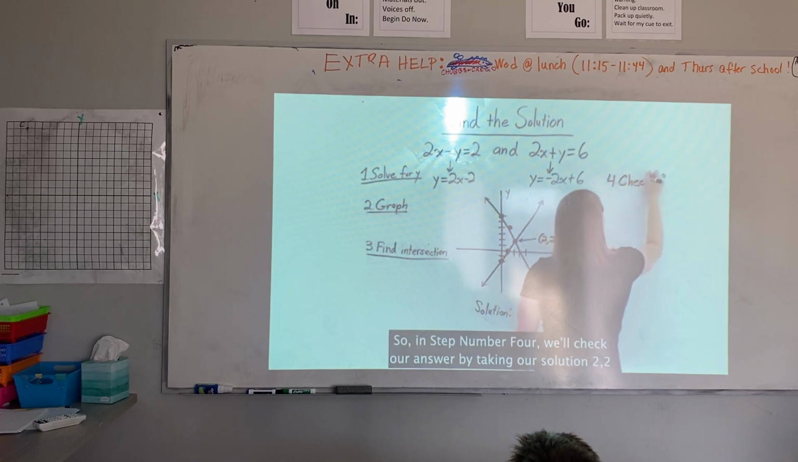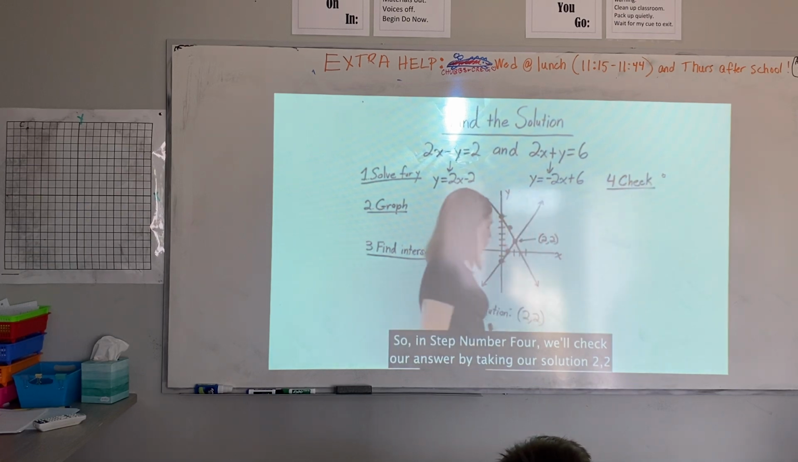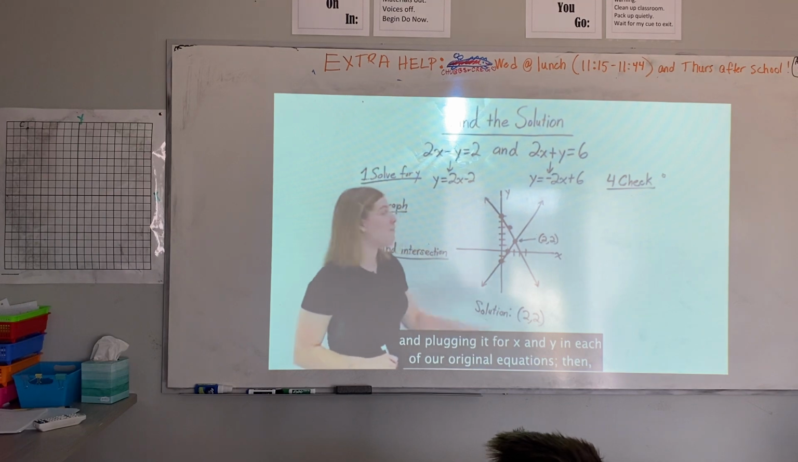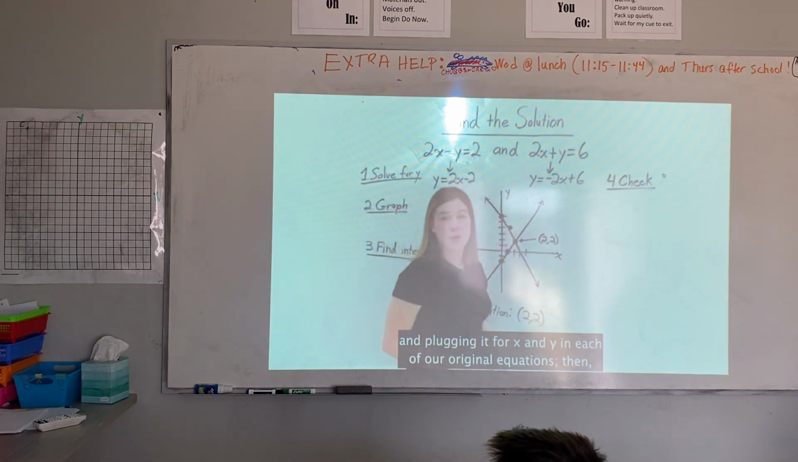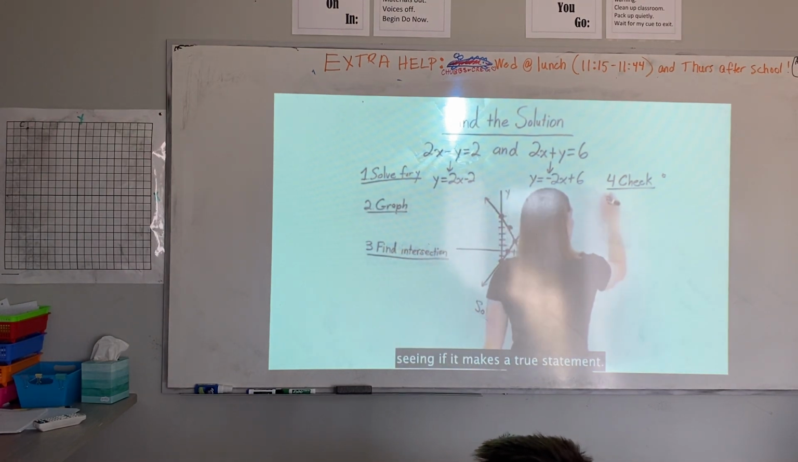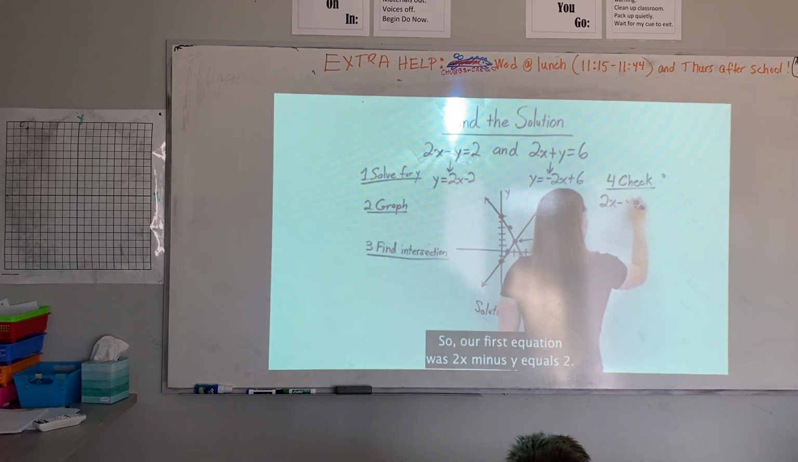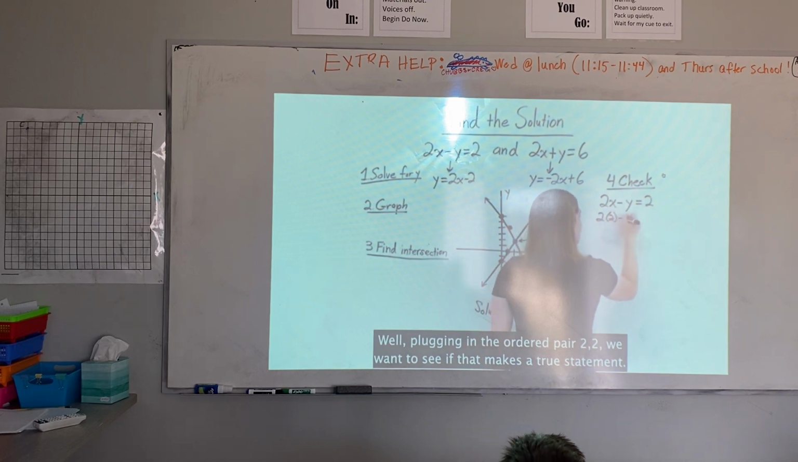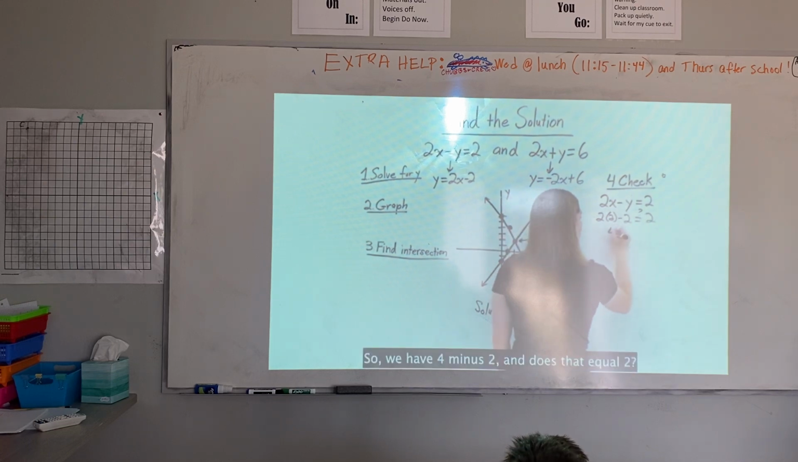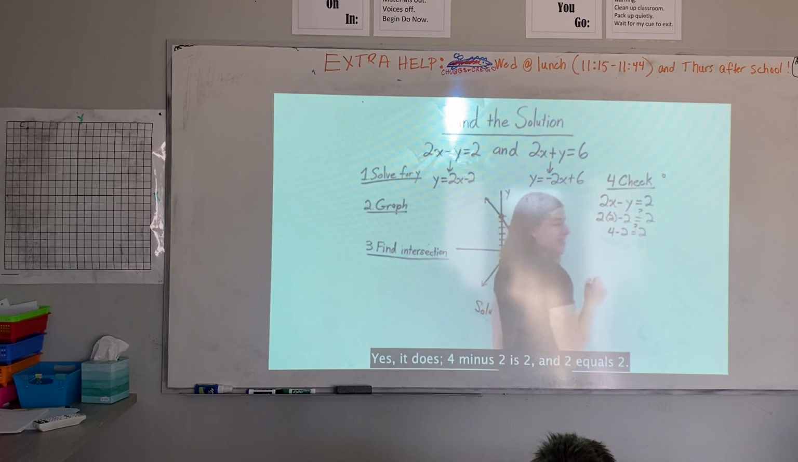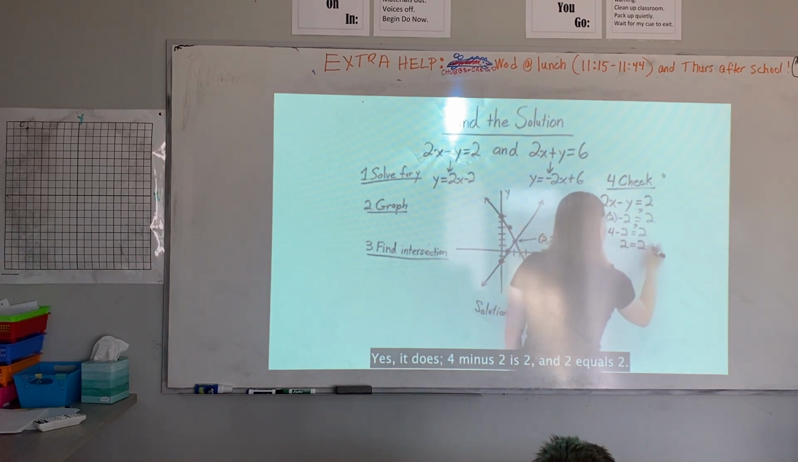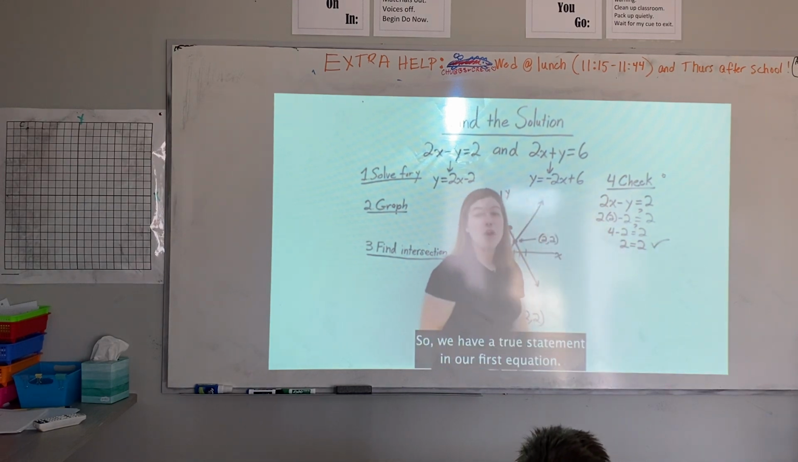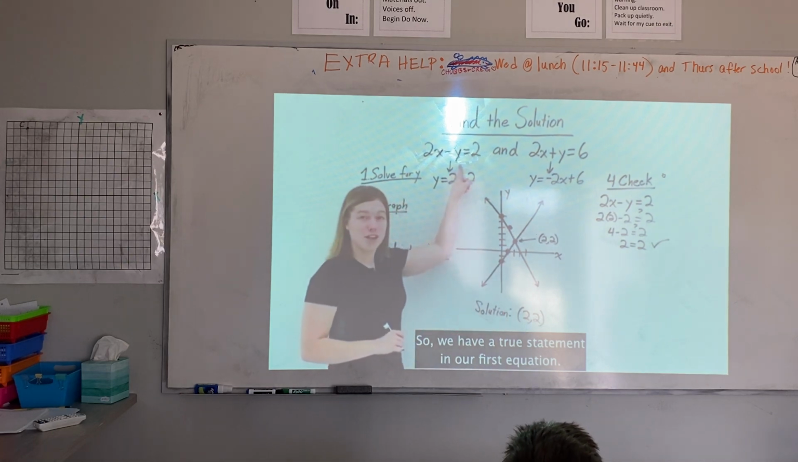So in step number 4, we'll check our answer by taking our solution 2, 2 and plugging it in for x and y in each of our original equations, then seeing if it makes a true statement. So our first equation was 2x minus y equals 2. We're plugging in the ordered pair 2, 2. We want to see if that makes a true statement. So we have 4 minus 2, and does that equal 2? Yes, it does. 4 minus 2 is 2, and 2 equals 2. So we have a true statement in our first equation.